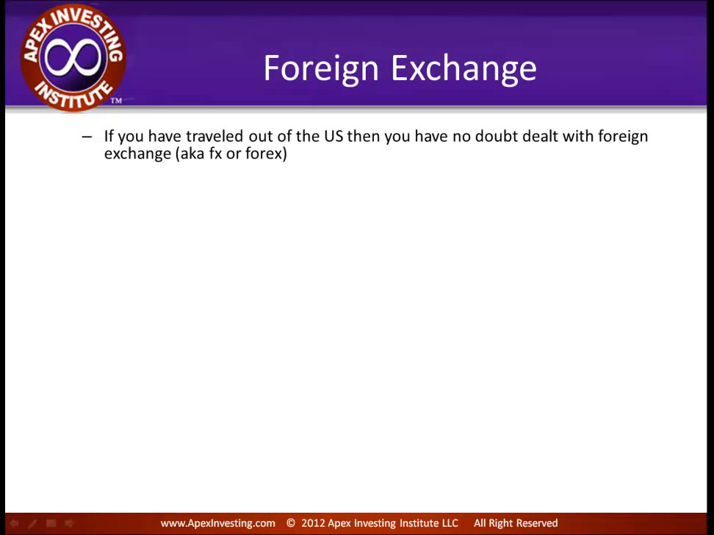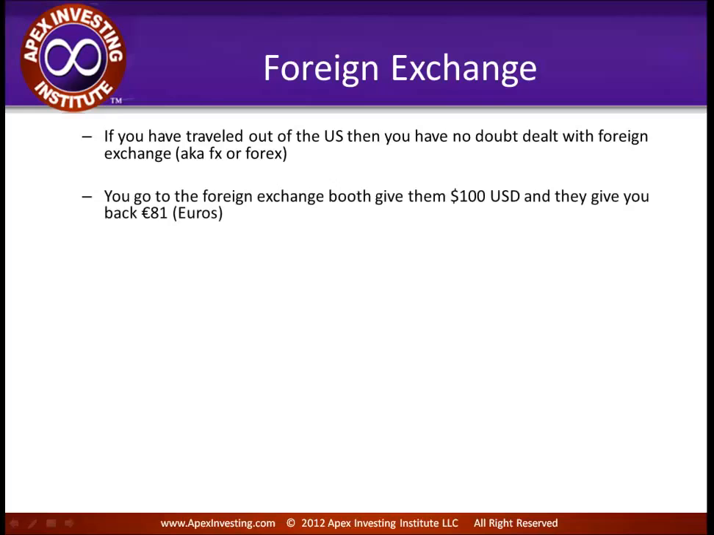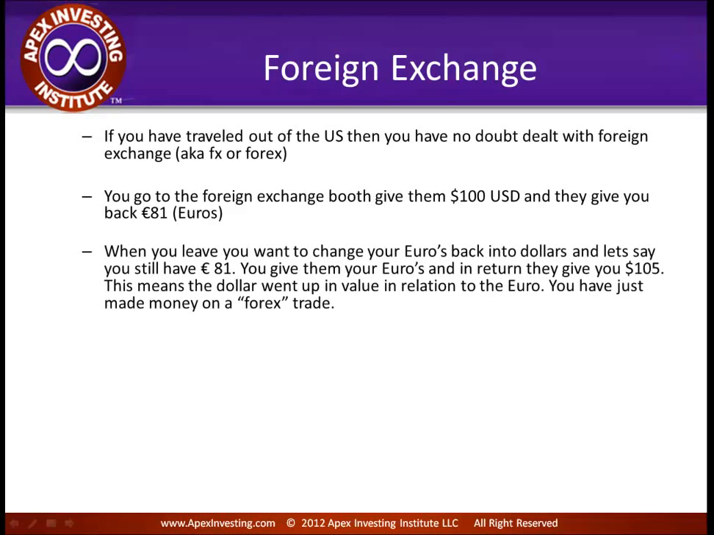If you've traveled out of the US, then you have no doubt dealt with foreign exchange, or FX or Forex. Let's say you go to Europe, and you go to the foreign exchange booth, and you give them $100. And what they do is they give you back, say, 81 euros. And when you're traveling, you decide that you're going to use your credit cards, you don't end up using any of your cash. So you go back, and when you leave, you want to change your euros back into dollars. And you still have that same 81 euros in your pocket.